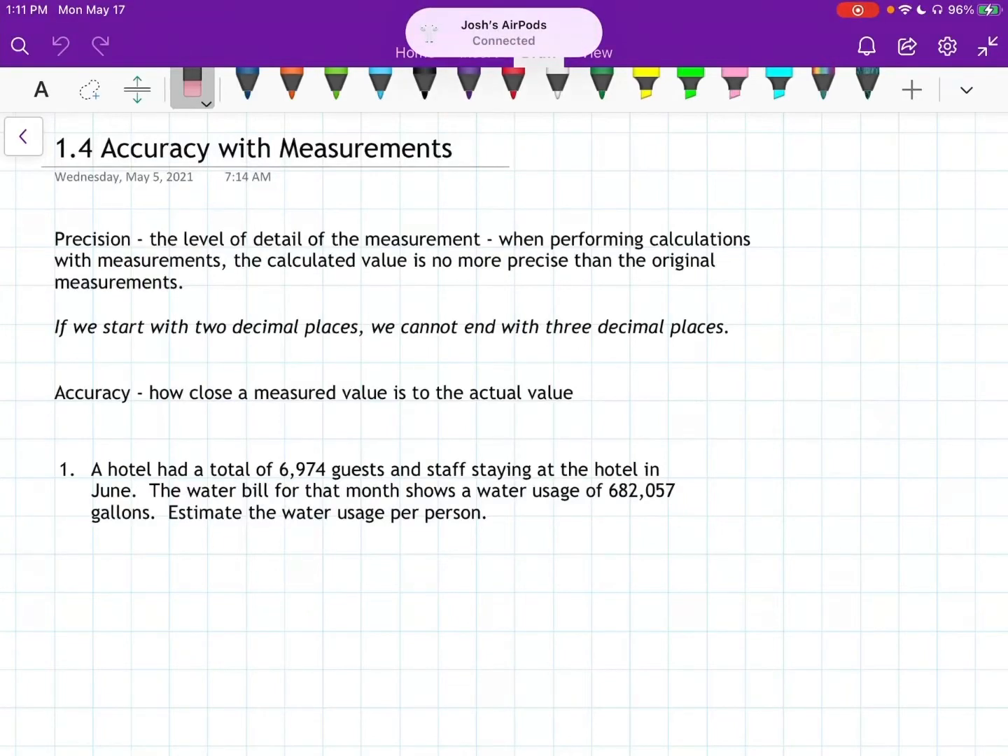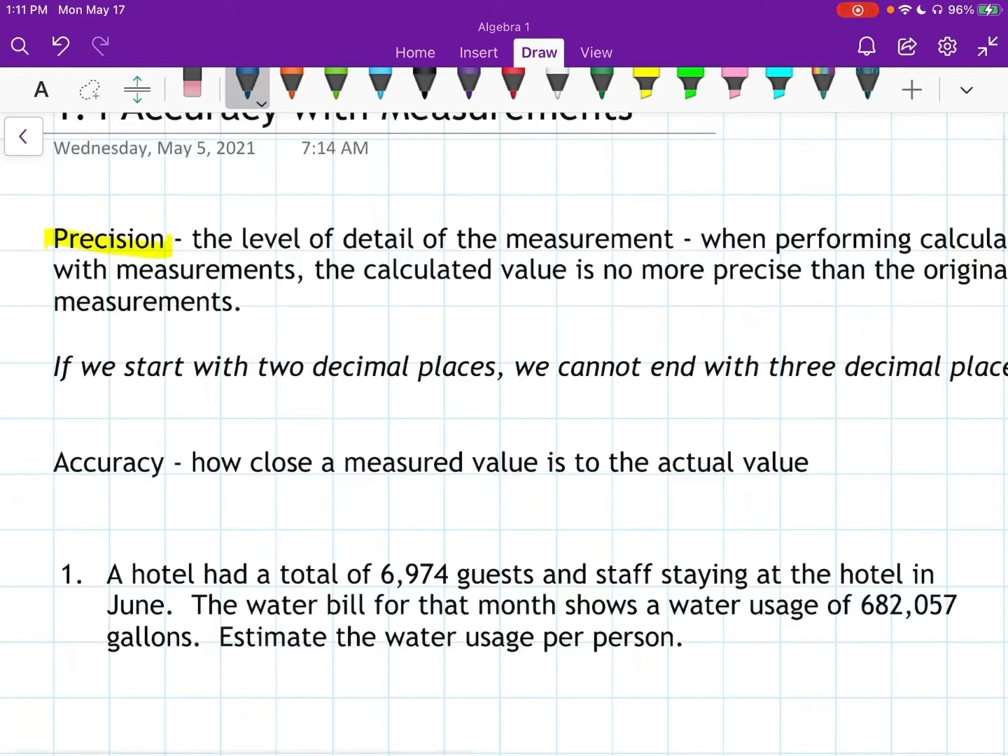Okay, 1.4, accuracy with measurements. So starting off, we want to look at the word precision. Precision talks about the level of detail, right? That would be how many decimal points does our tape measure measure, right? Does it measure to the nearest 0.1, or does it measure to the nearest 0.001? This one would be more precise.